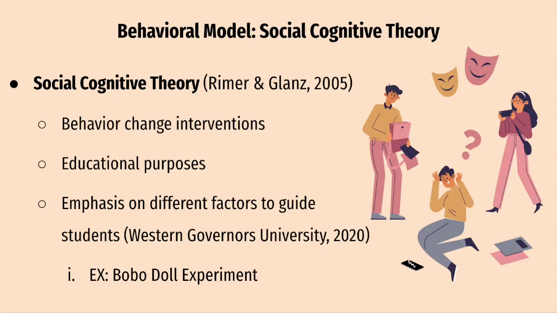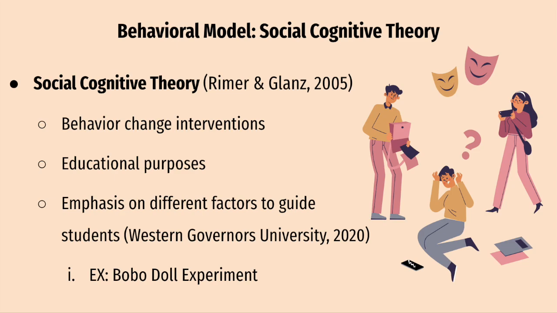The behavioral model chosen for the program is the social cognitive theory. Typically, this model is used for guiding behavior change interventions and has been used in many instances for educational purposes among children as a framework for individuals to follow. An example of the social cognitive theory being applied in the behavioral development of students is in the Bobo doll experiment, which was a study that observed children's reactions to an adult's aggressive behavior towards a Bobo doll, considering the consequences of reward, punishment, or neither for the adult's behavior.